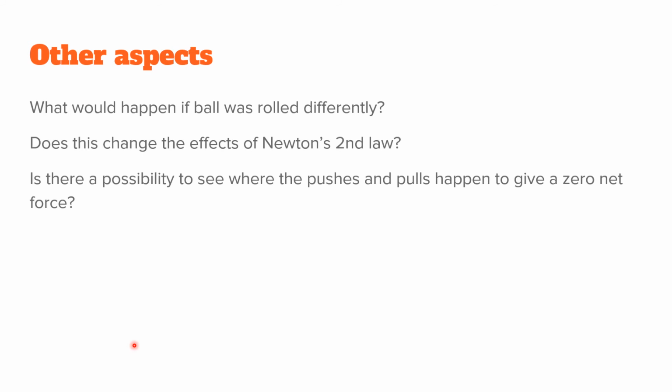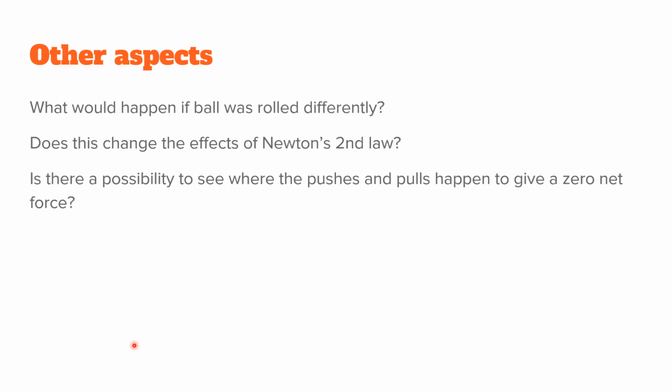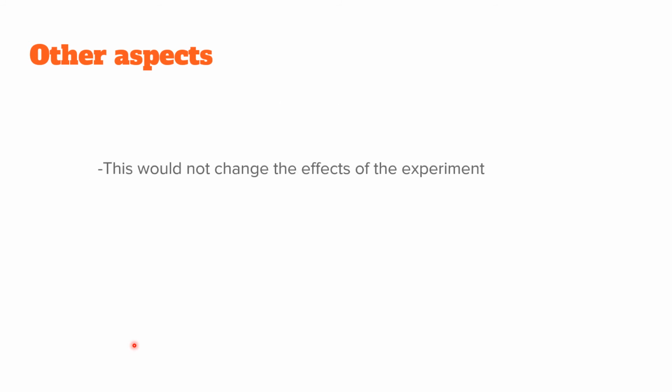Let us look at other aspects of the lab. So what would happen if the ball was rolled differently? In my case, my ball rolled from left to right, and this made the positive slope because it was going in the positive x direction. But if it was from right to left, this would become negative because the origin would come to the left, negative x direction. Other things is that, does this change the effects of Newton's second law? No, this still means F net is 0, which means velocity is constant.